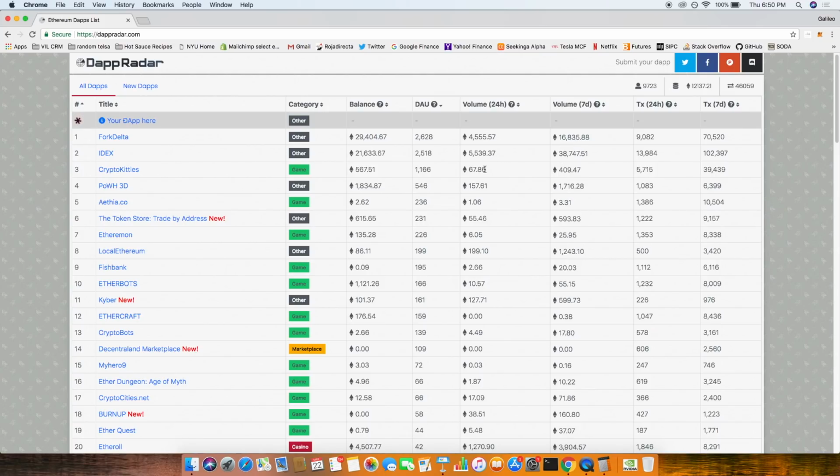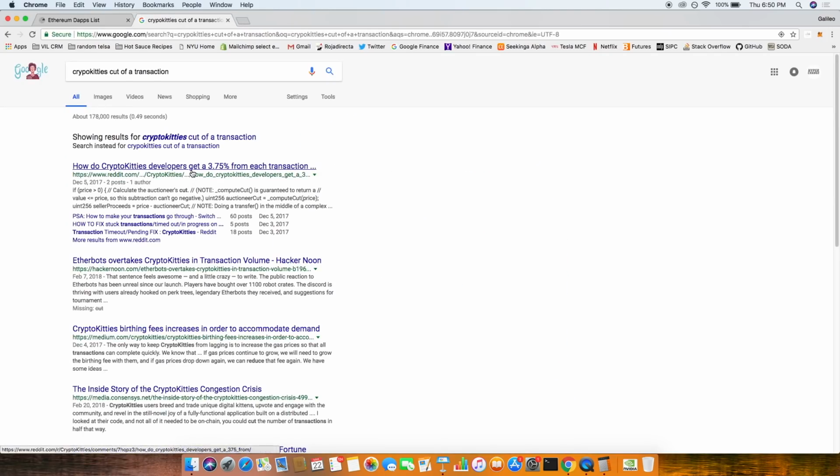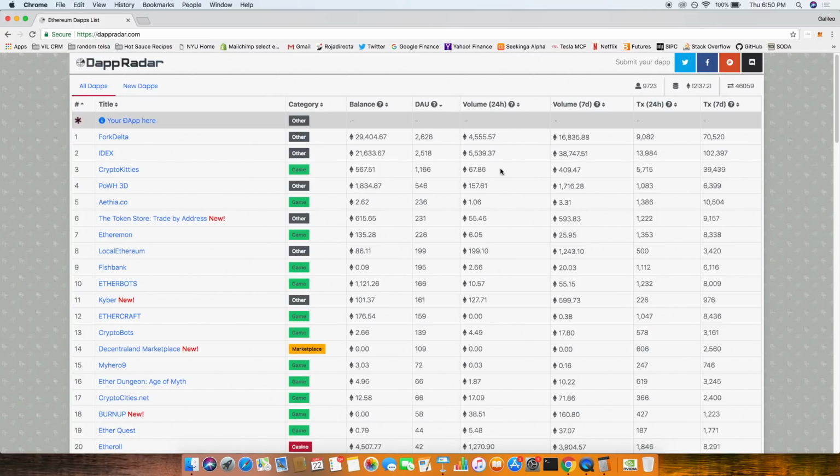So we can calculate the volume has been 68. I don't know, how much of a cut does CryptoKitties take? That is dependent on the Dapp. Quick demo of the P-ETH ratio. We did a quick Google. This totally could be wrong, but it looks like the CryptoKitties team takes about 3.75% of every transaction on their network.